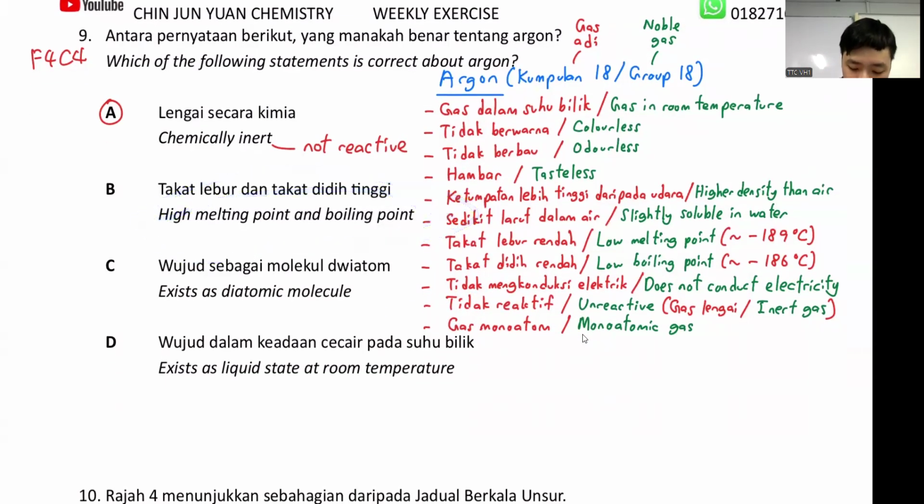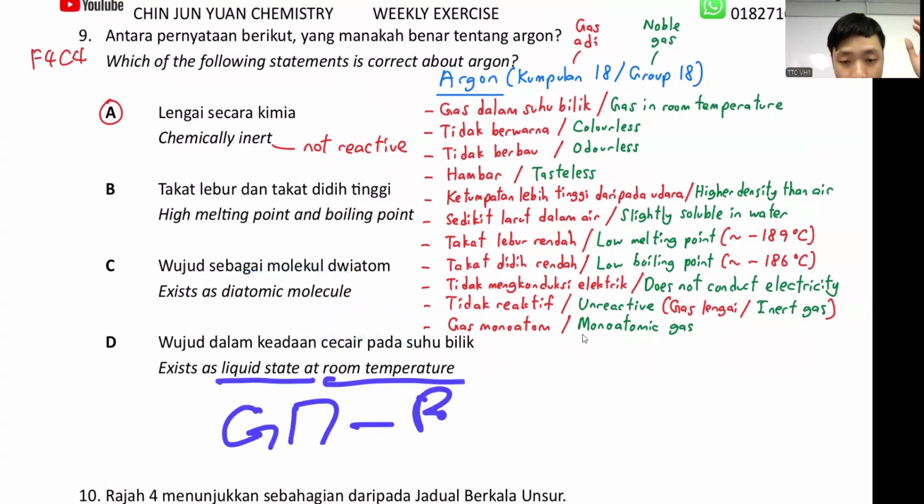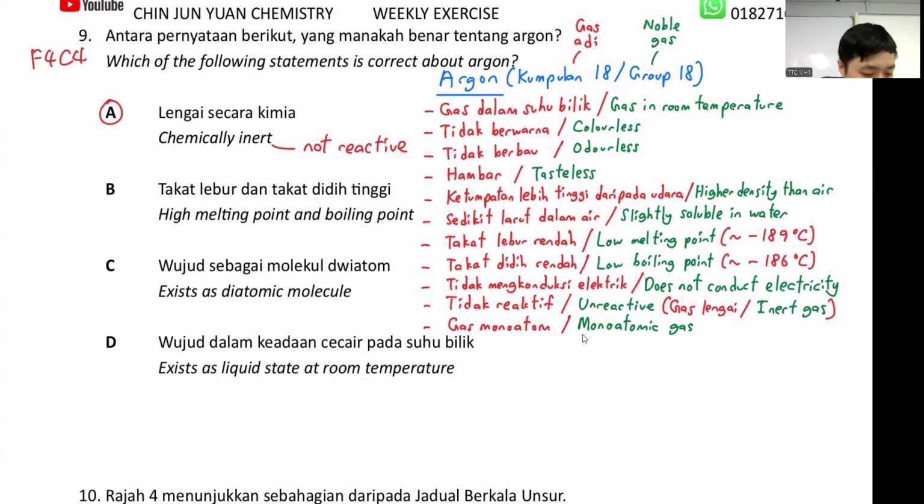High melting and boiling point is either group 1 or transition elements. Diatomic molecule is group 17. Liquid state at room temperature is group 17's bromine. Bromine is a liquid.